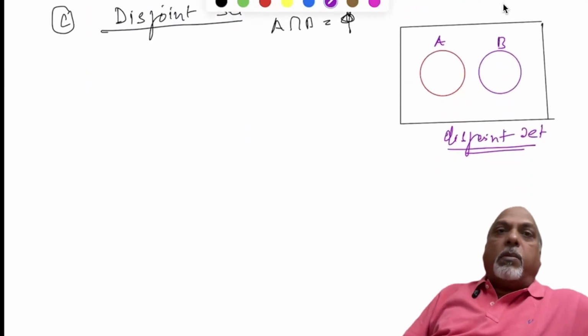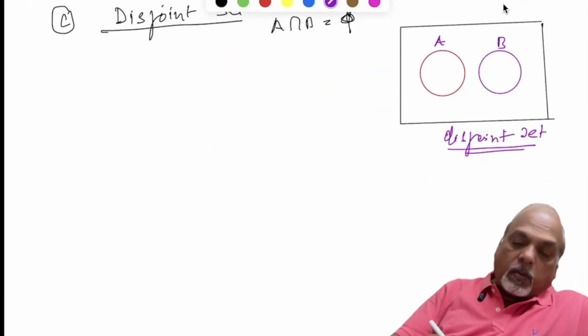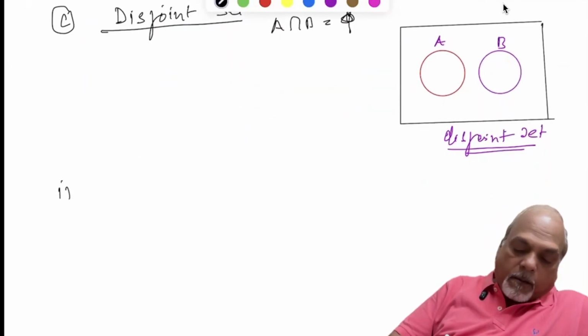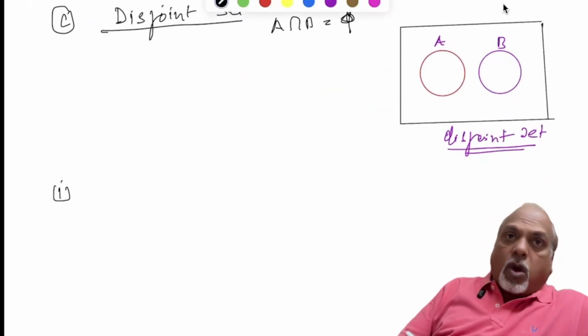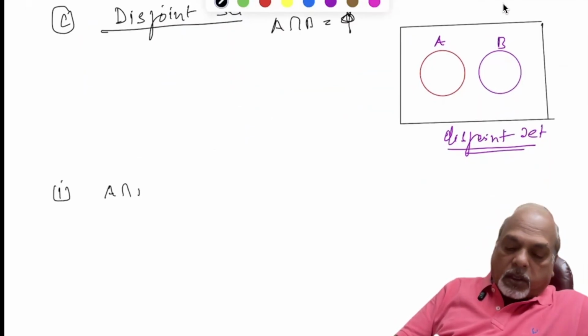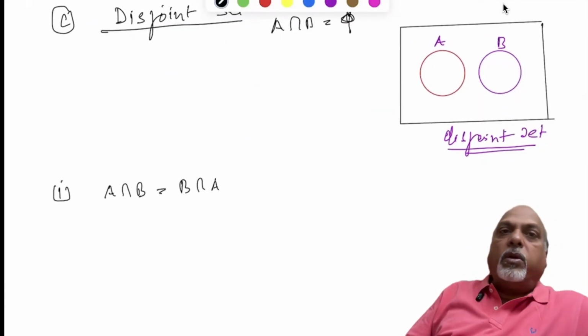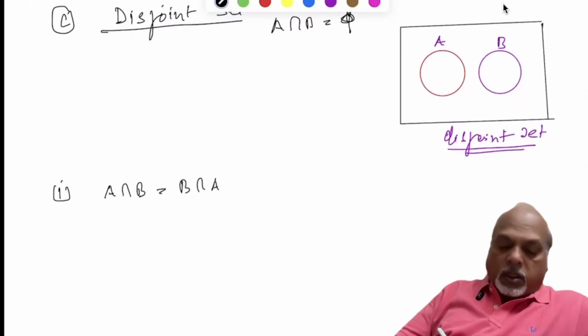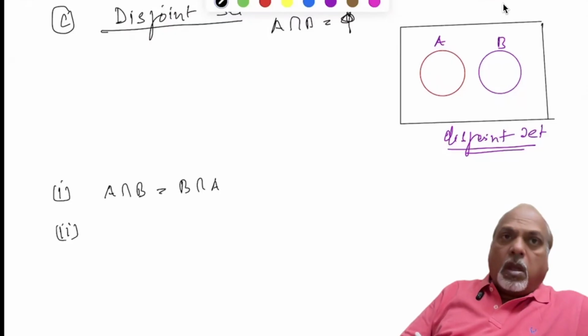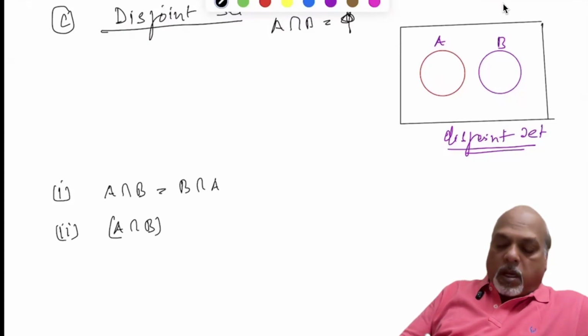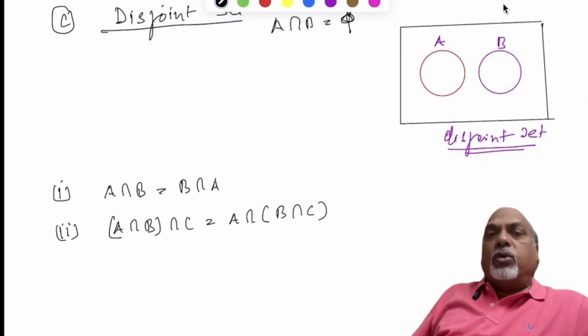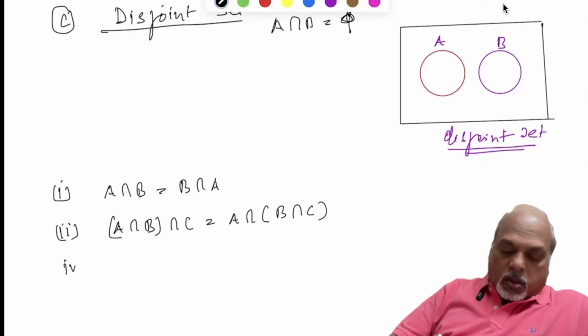Now let us see some operations of this intersection also. One, commutative, that is A intersection B is B intersection A. There is no problem. Commutative law holds good in this also. Then A intersection B intersection C is nothing but A intersection B intersection C. Associative law also holds good.